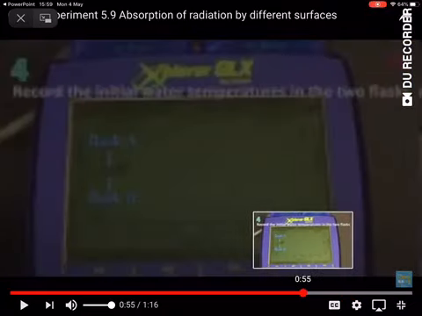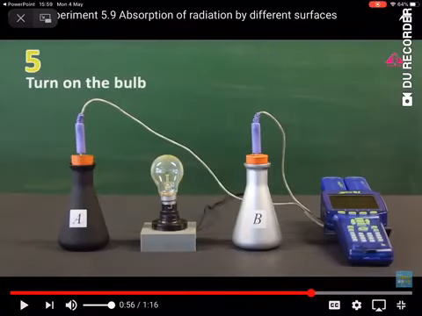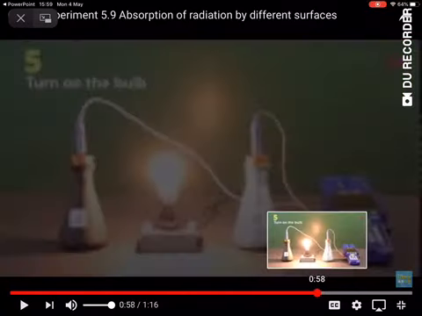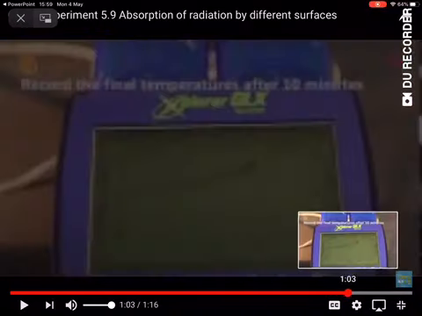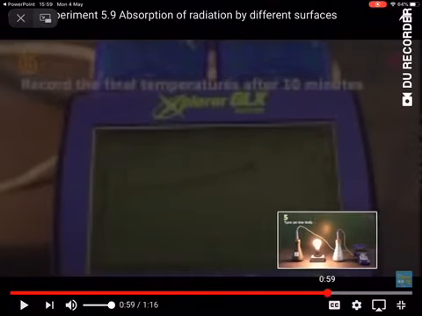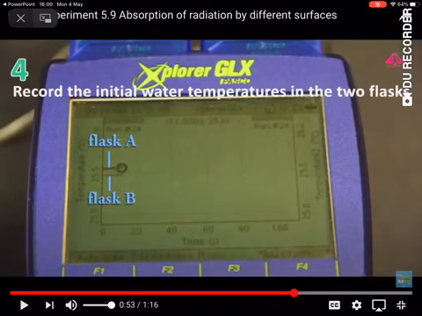Compare A or B. You're not sure? The answer is actually mentioned in the video. See? Flask A, the dull and black one, actually starts off with a higher temperature already compared to the line below it. The bolded line A is the one with the dull and black surface. Flask B is the shiny silvery one.